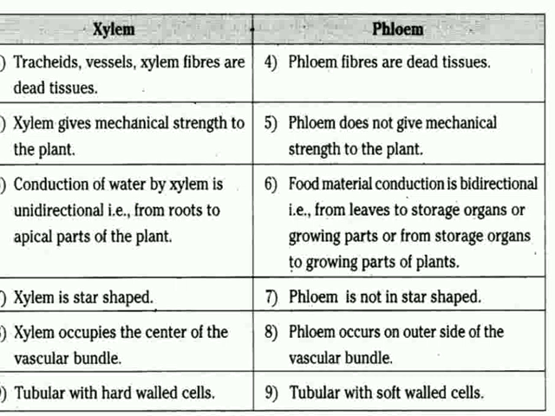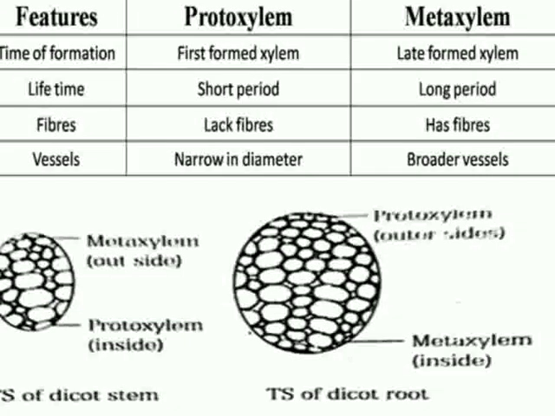Now, on the basis of whether the xylem is formed first or later, we have divided the xylem into two types. For example, here you can see protoxylem and metaxylem. The protoxylem is the first formed xylem, and the metaxylem means the late formed xylem.